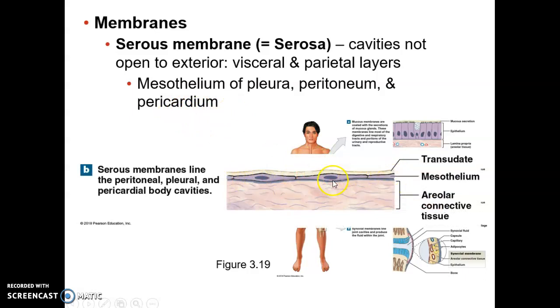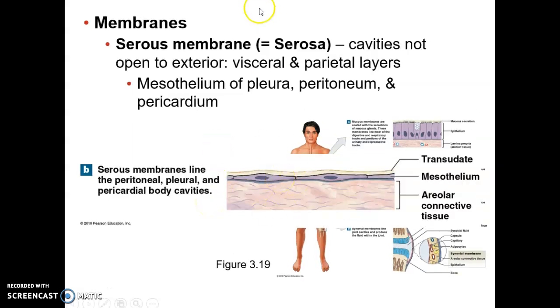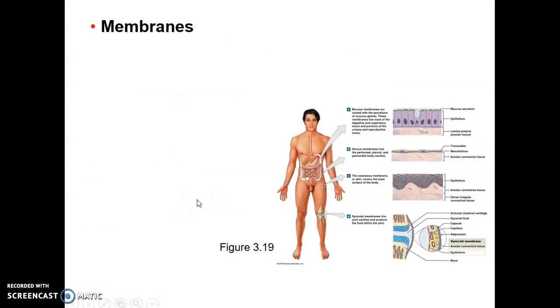So a very thin epithelium, a mesothelium, and underlying connective tissue, areolar in this case, and the transudate is the material that's secreted by the epithelium. That's a lubricating fluid. And we'll revisit these when we do the respiratory system, digestive system, and cardiovascular system.